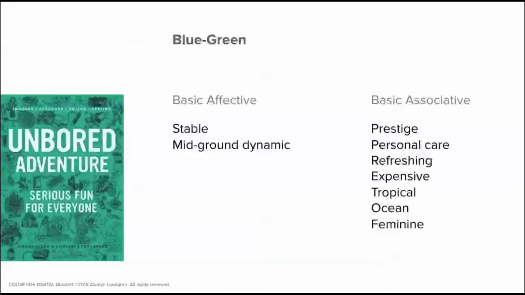Blue-green is a very narrow bandwidth between green and blue. Its popularity comes and goes. As of the recording of this video, it's on an uptrend. Blue-green, like green, is also stable. It does have a mid-ground dynamic, but it's more noticeable than green from a distance.